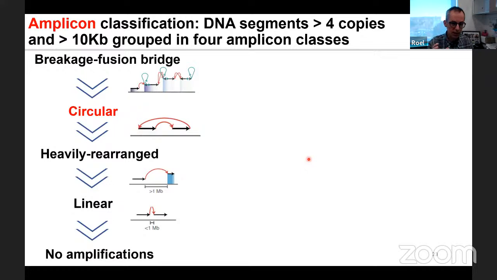So we first identified all amplicons containing the signature of a breakage fusion bridge using a separate tool developed by Vinit. This was because it's less than straightforward to separate the signal of breakage fusion bridges from that of circular DNA, and we wanted to be conservative in our approach. So once all BFBs were set aside, of the remaining amplicons where a circular path could be derived, we labeled those amplicons as circular. Then subsequently, we had 2 separate classes of linear amplification. And finally, of course, the rest of the genome is not amplified.